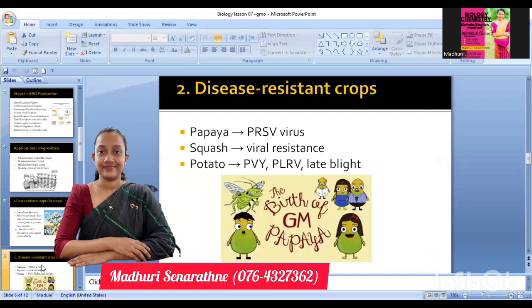Second one, disease-resistant crops. Some GM crops are developed to resist diseases. For example, papaya is resistant to papaya ring spot virus, and potatoes are resistant to several viral and fungal diseases.